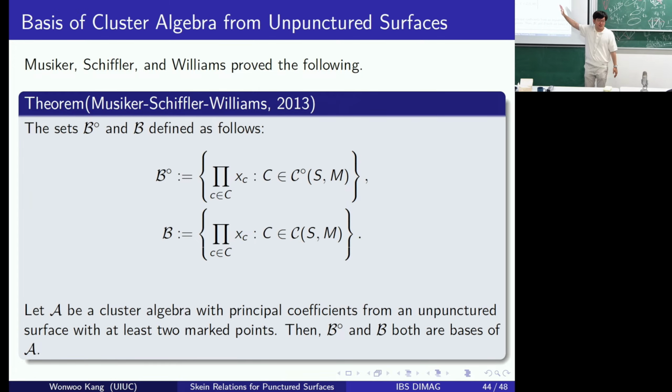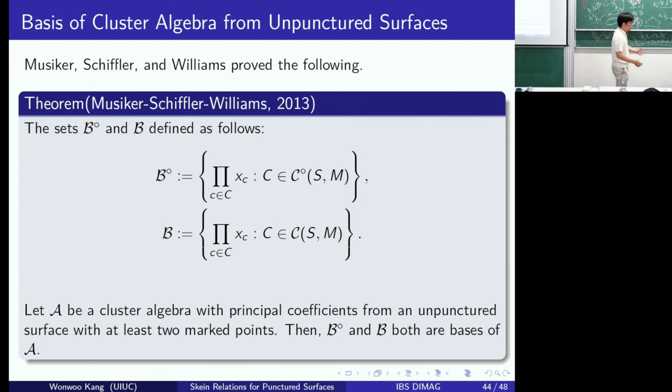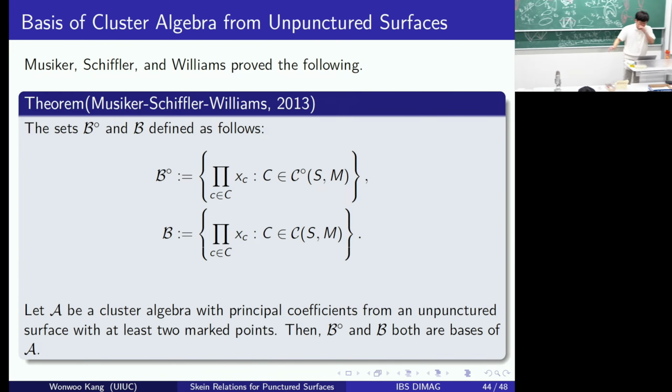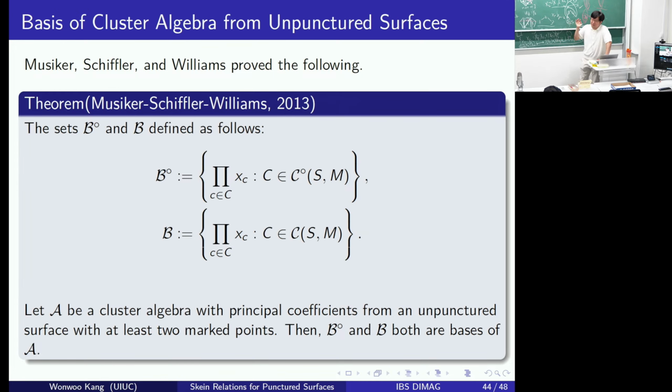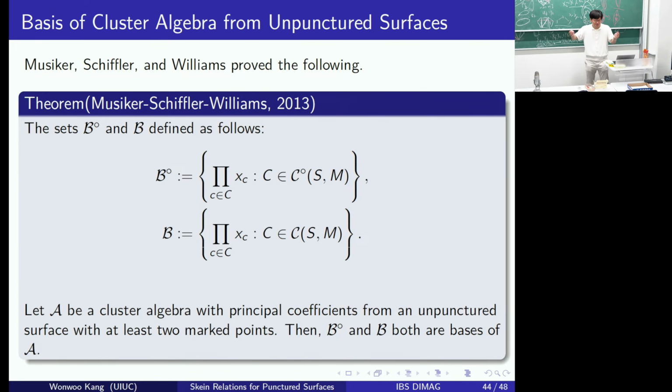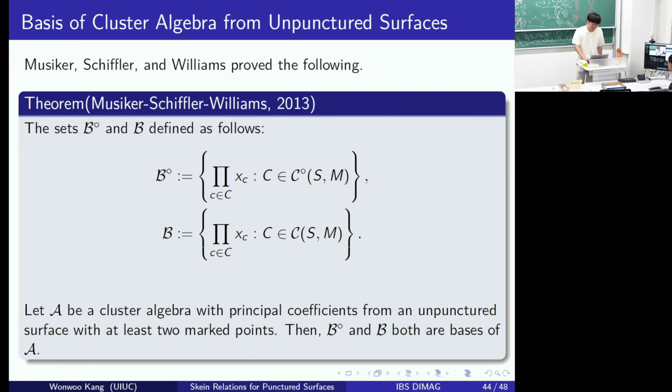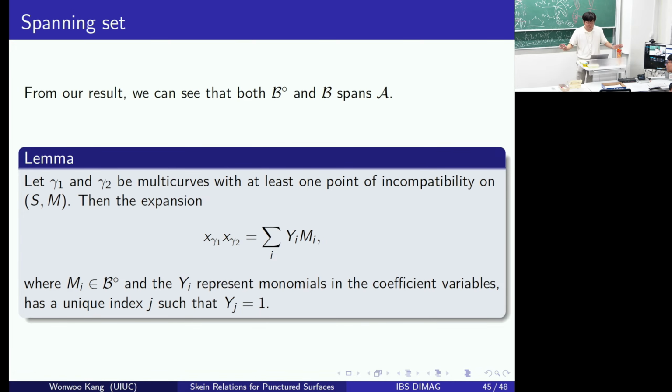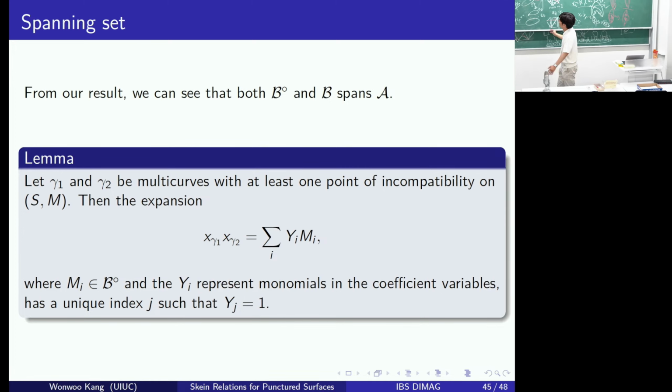The unpunctured case we know. In 2013, Musiker, Schiffler, and Williams proved that these sets are bases of the cluster algebra of unpunctured surfaces. So C not compatible and C compatible, both of them are bases. It's not a union. This one is also a basis, and the other one is also a basis. As I already mentioned, the punctured case is still an open problem. No one knows the answer.